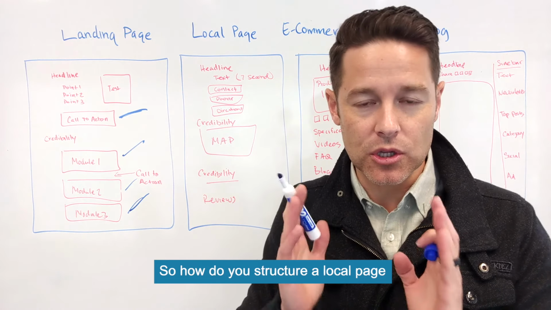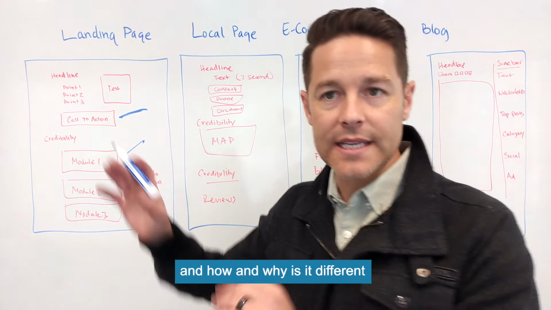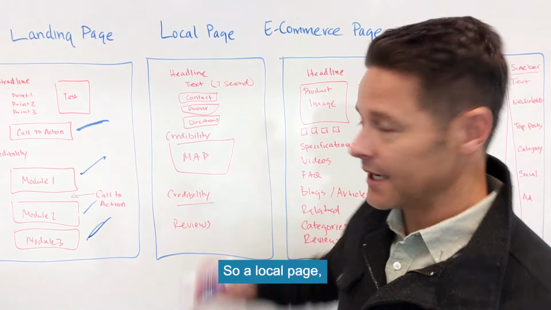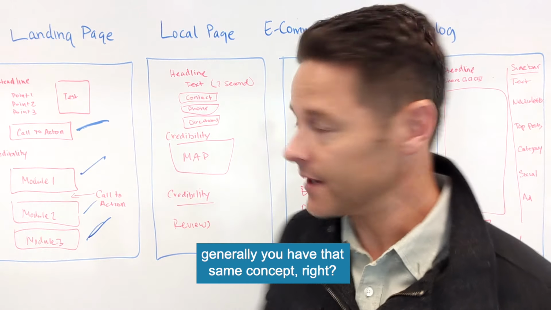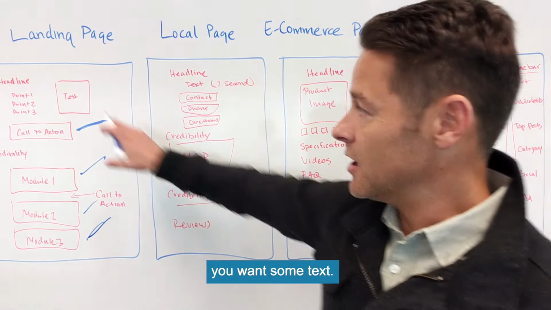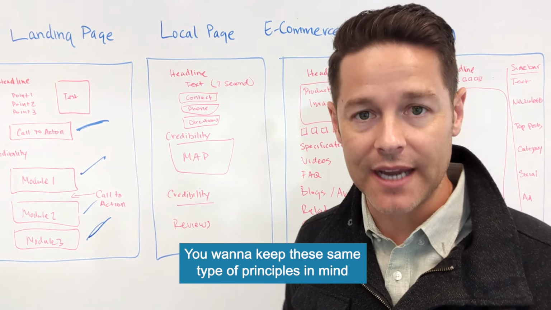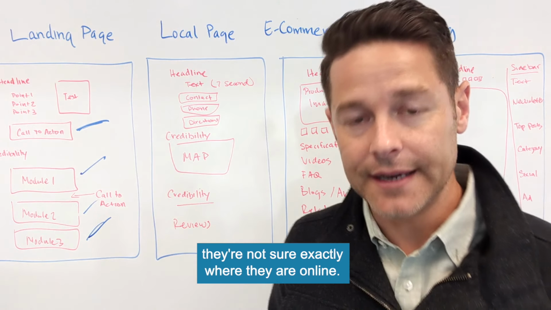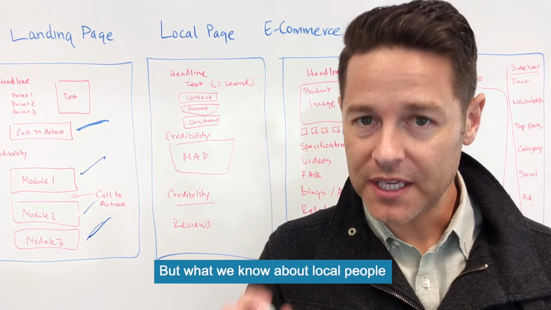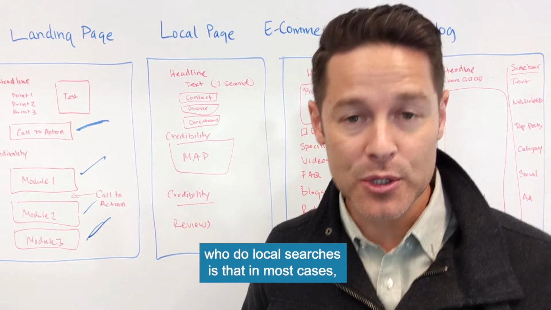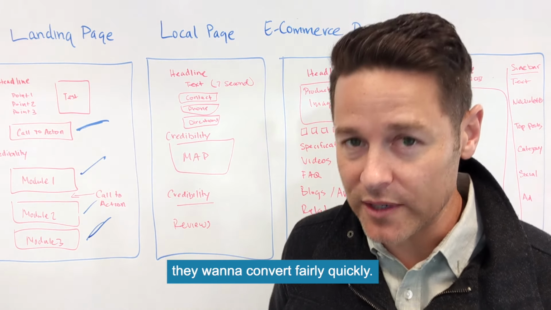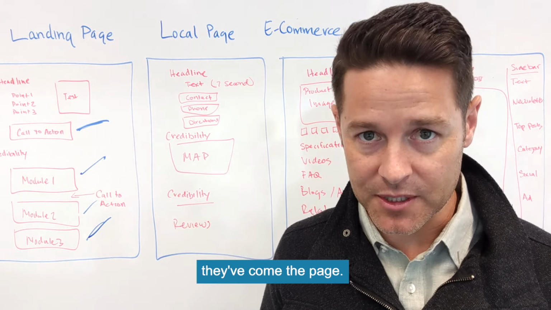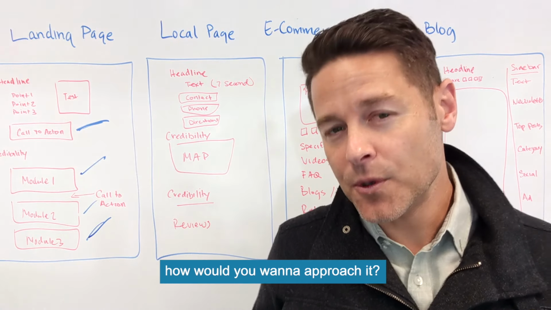So how do you structure a local page, and how and why is it different than a landing page? Let's take a look. So a local page, generally you have that same concept, right? You want a headline, you want some text, you want to keep these same type of principles in mind as far as the 7-second test, because somebody comes in, they're not sure exactly where they are online. But what we know about local people who do local searches is that in most cases, they want to convert fairly quickly. They don't have a lot of time, and a lot of times they've done research before they've come to the page. So if that's the case, how would you want to approach it?